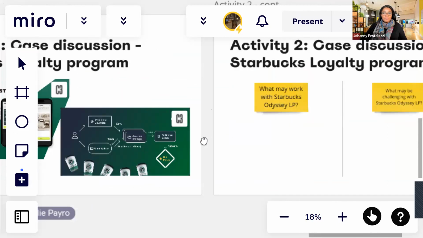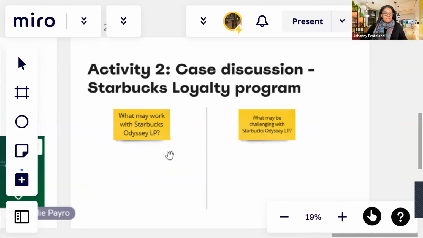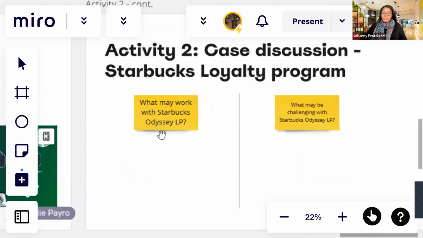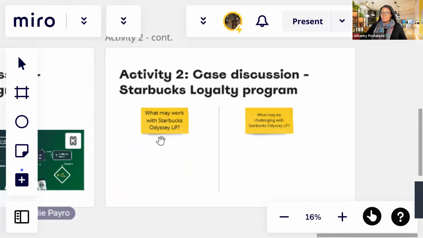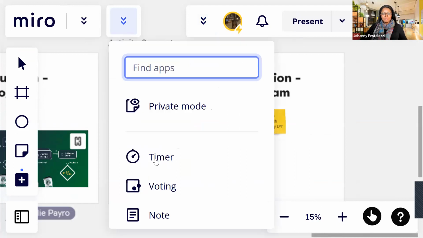So now, briefly, we can spend around 2 to 3 minutes briefly analyzing what you think may work with this loyalty program and what you think may be challenging that we can start already envisioning into what could be problems around this program. So let's spend 3 minutes around this, and then we can briefly discuss in the group.